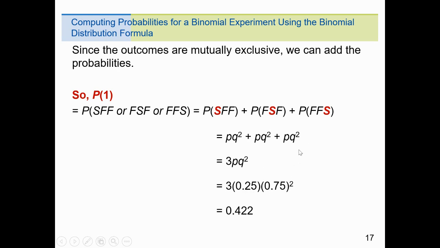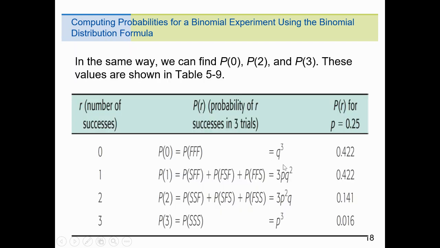Doing the math, no big deal here: 3 times 0.25 times 0.75 squared. But the 3 denotes, hey, how many ways? That's a combination. How many ways can I have one success out of 3 trials? He goes through this again, same thing.